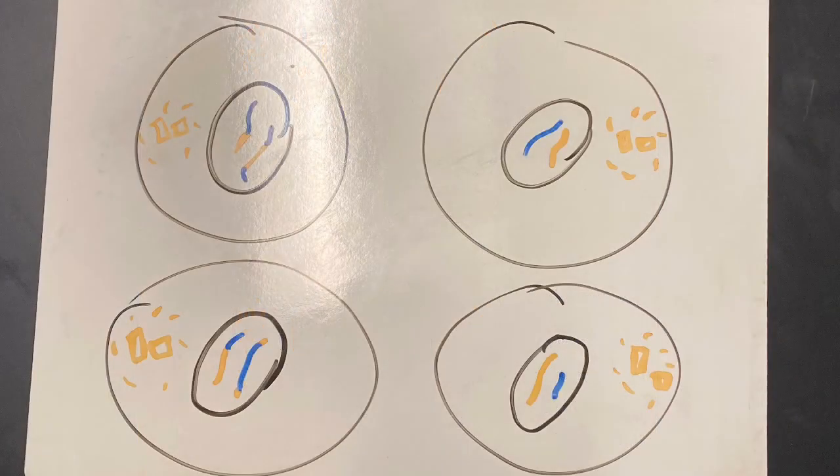Once cytokinesis is complete, there are 4 resulting cells, each with half a set of chromosomes, so they're haploid. In males, these 4 cells are all sperm cells, whereas in females, one of the cells is an egg cell, while the 3 others are polar bodies, which are small cells that do not develop into eggs.